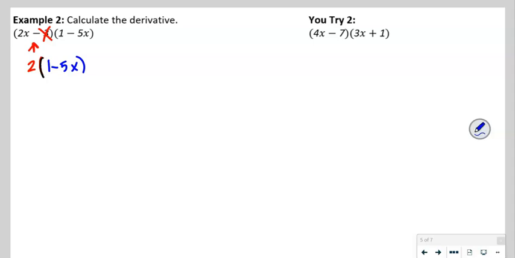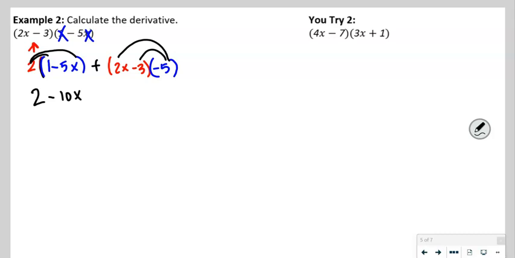Then we do our 2x minus 3 times the derivative of the second function. Remember, that's going to go away, and that's just going to become a negative 5, because that x is going to go away. So it's just times negative 5. So 2 times 1 is 2. Remember, we're distributing this, right? Minus 10x. And then here again, we distribute this way, so that would be minus 10x again, and that would be plus 15.